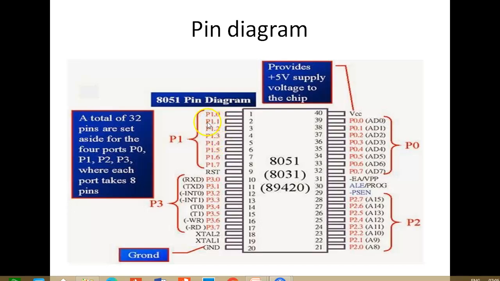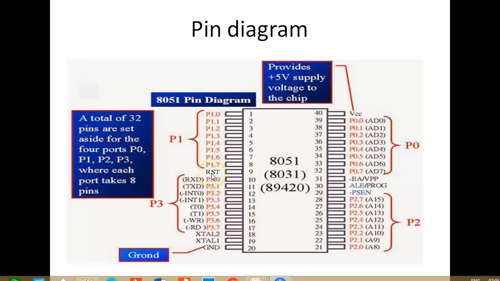And this is the IO. IO means input as well as output. You can use it as an input, for example when you are taking input from a sensor. If you want to show something on an LCD or LED, or interface any actuators, you can use it as an output port. So IO means input as well as output port.